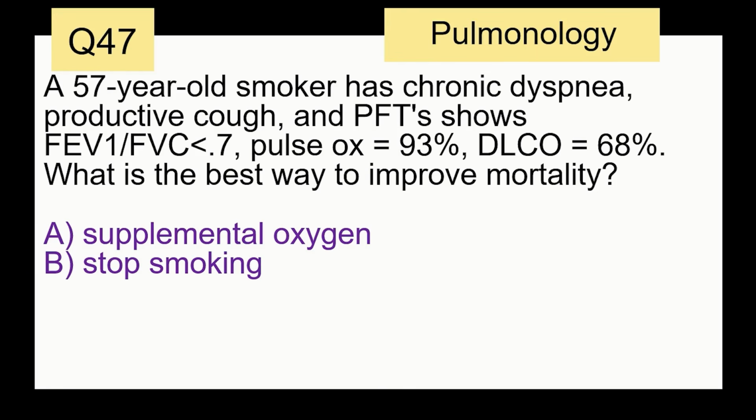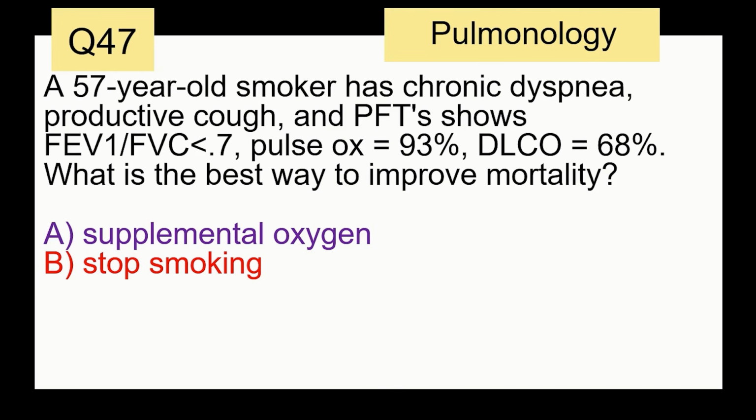47. We have a smoker who has dyspnea, cough, and PFTs show FEV1 over FVC is less than 70%. This is COPD. What's the best way to improve mortality? As we said, well, actually over here, between these two choices, which generally decrease mortality, the best one is to stop smoking. By the way, the answer on the exam is always stop smoking.